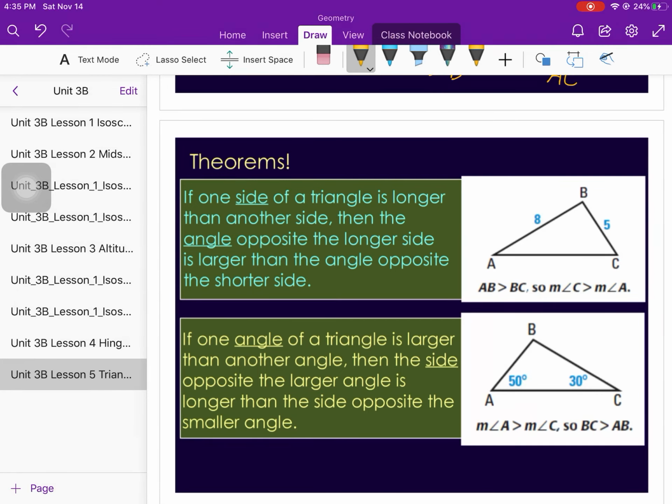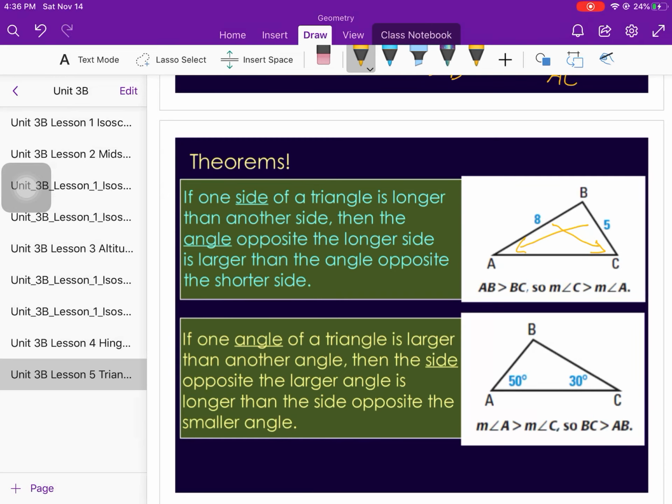So here's a couple theorems. Like I said, these are just extensions of that hinge theorem. If one side of a triangle is longer than another side, then the angle opposite the longer side is larger than the angle opposite the shorter side. It's like a fancy way of saying the bigger the side, the bigger the angle. The smaller the side, the smaller the angle. Here we have AB is greater than BC, meaning larger. So the measure of angle C, which is across from the big side, right there, has to be greater than angle A, which is across from the small side.